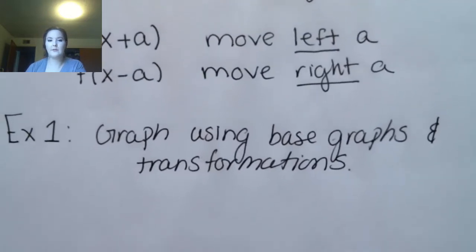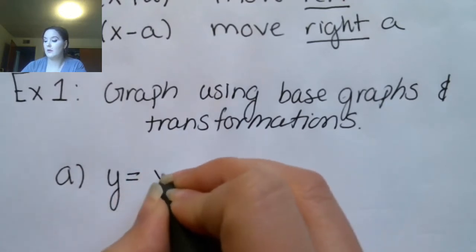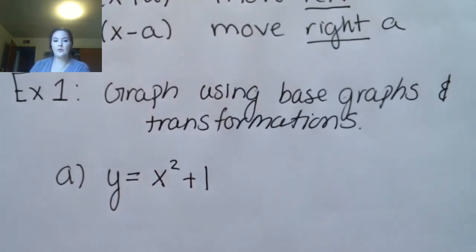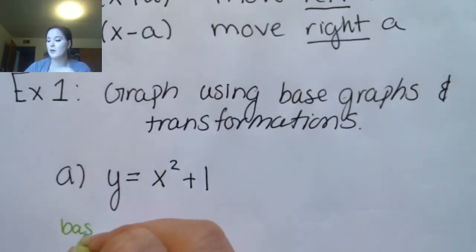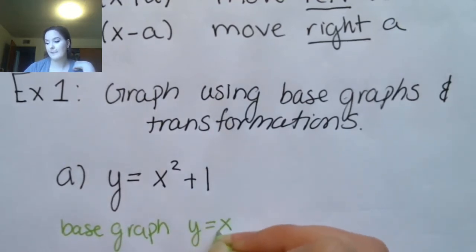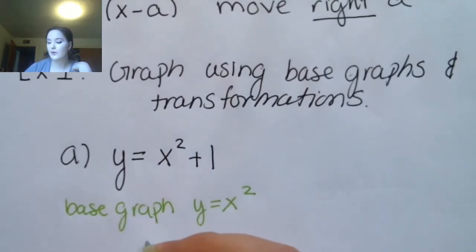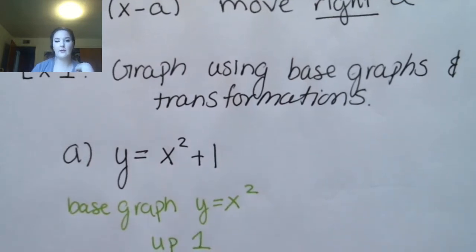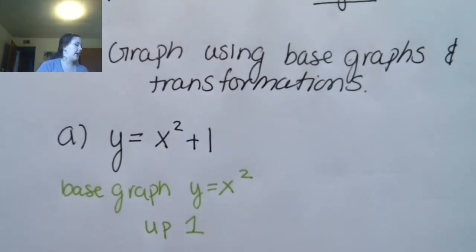Okay, so we're going to graph using base graphs and transformations. So the first thing we're going to do is say what the base graph is, and then we're going to say how the graph is transformed. Okay, so here we can see that the base graph is y equals x squared. Okay, and then we know that this plus 1 is going to move the graph up 1. Okay, so here's our base graph and here's our transformation. Okay, so let's go ahead and look at a graph.